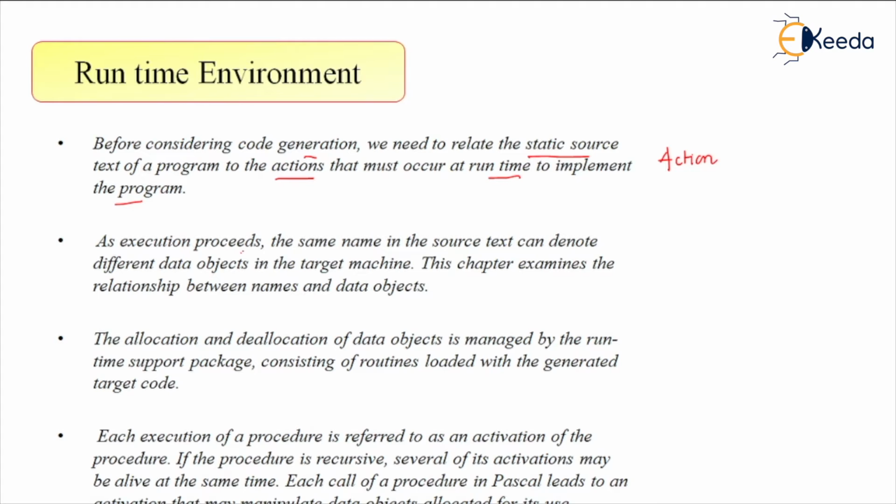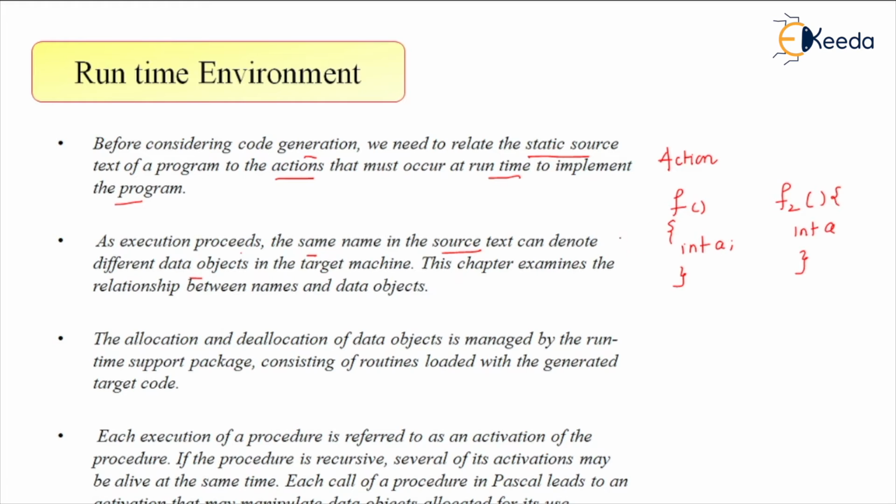As execution proceeds, the same name in the source text can denote different data objects. What does it mean here? Here there is a variable a for function f, and let's say this is another function f2, and there also there is an int a. The same name denotes different data objects, one in f and one in f2.